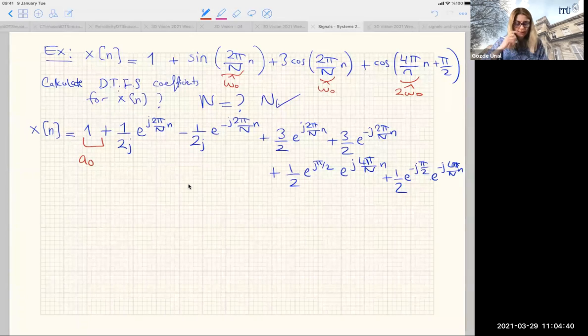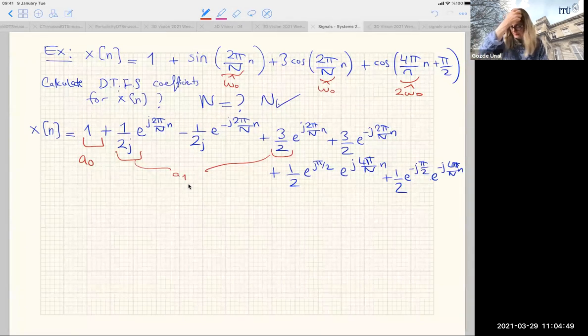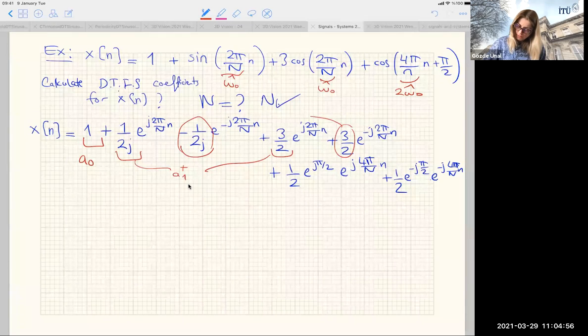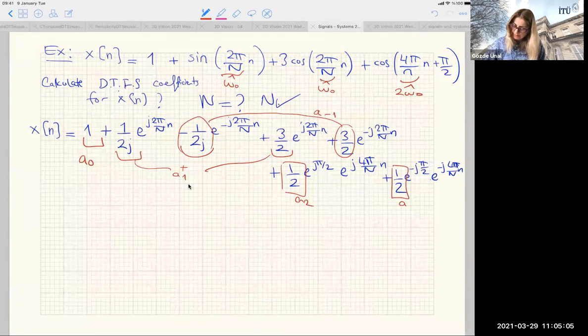Okay, A0, I have A0. I have for these guys together A1. These are together A1 plus, of course, A minus 1, this one and this one added together, and this is A2. Again, this is A2 and A minus 2. You can really spot which frequencies are there and which coefficients are there.